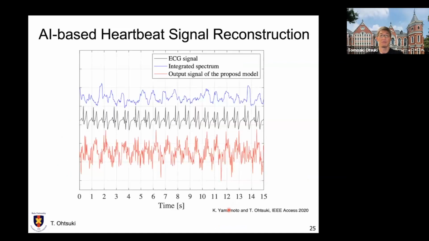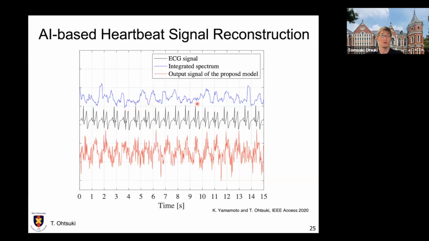This is one of the examples of our technique. The background is the ground truth, the waveform obtained by ECG. And the blue one is the integrated spectra, so integrated energy over the spectrogram. And you can see some peaks. Here we are focusing on the detection of the R peaks. Some peaks correspond to the real peak, but some don't.